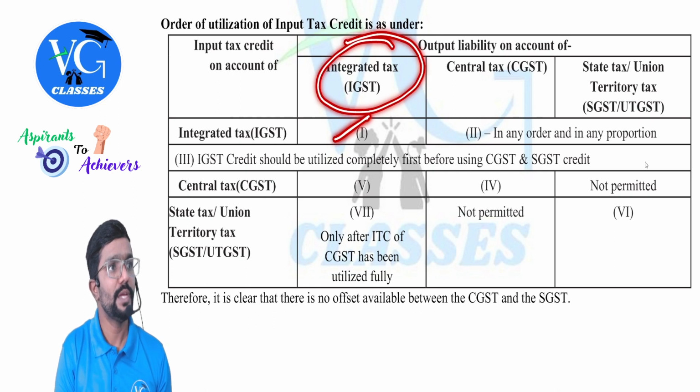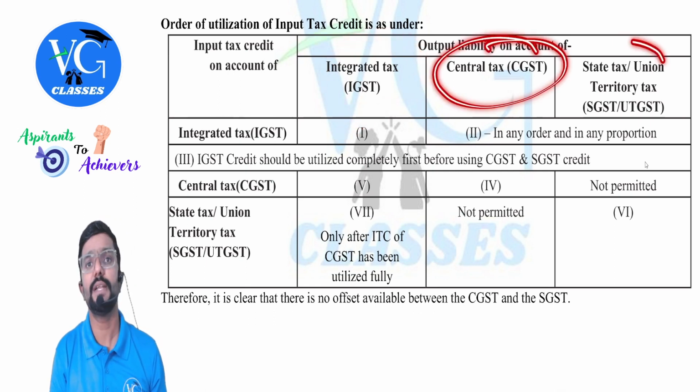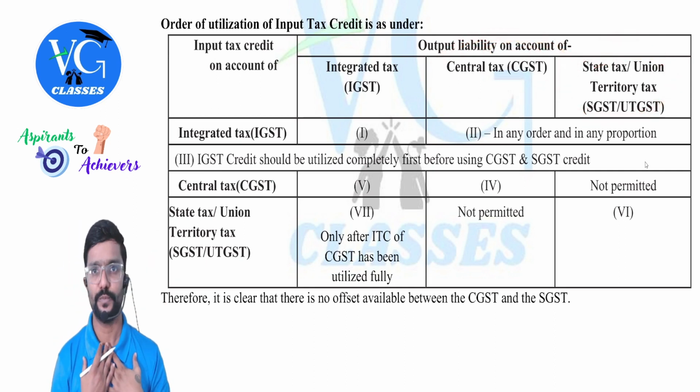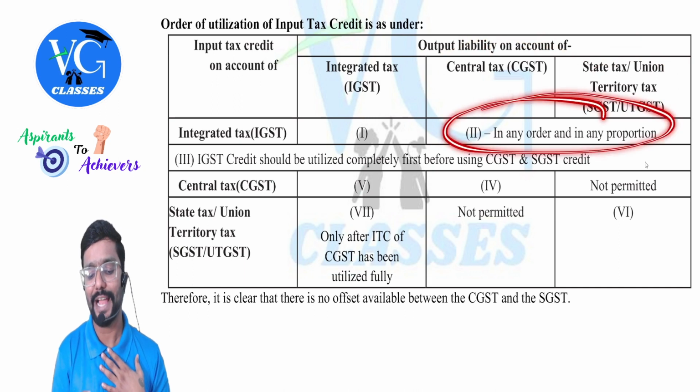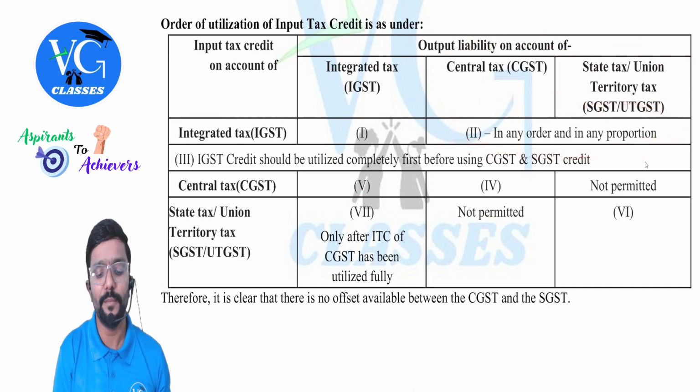IGST liability. If still it is pending, then we will use it against CGST or SGST in any order, in any proportion. That is my choice. Here it is completely based on tax planning, guys. Completely based on tax planning. This is a very important step.